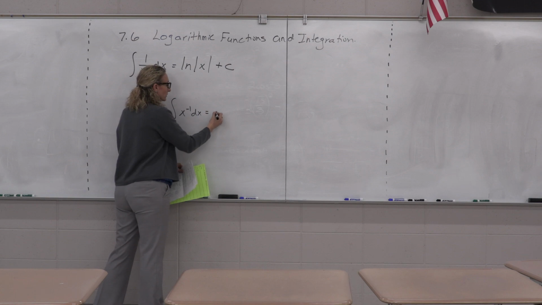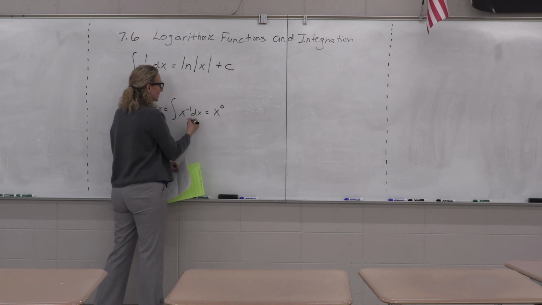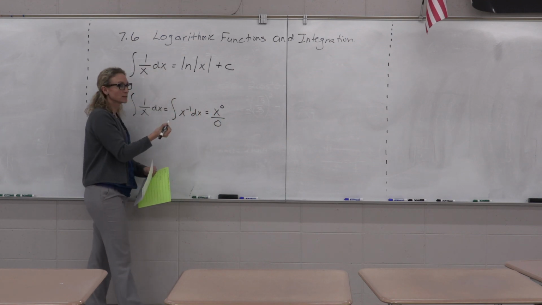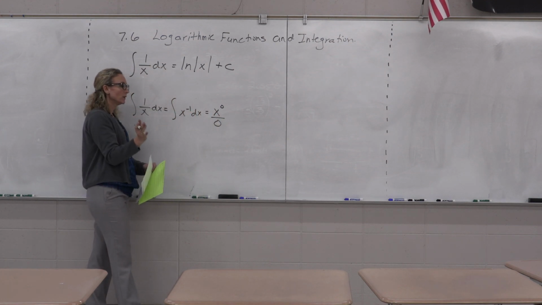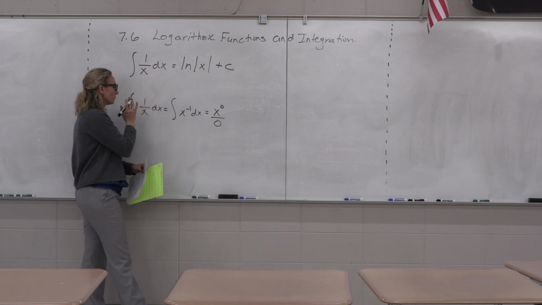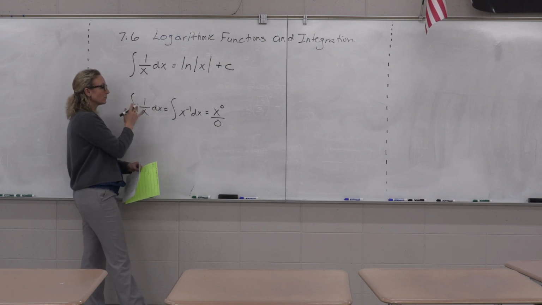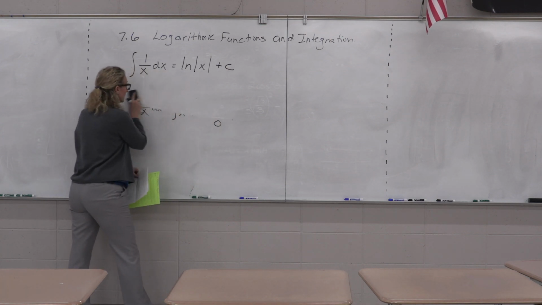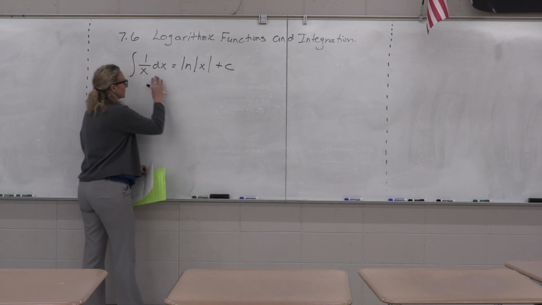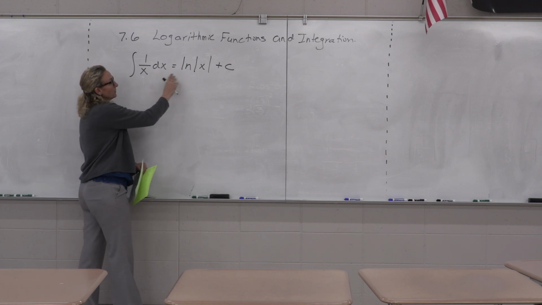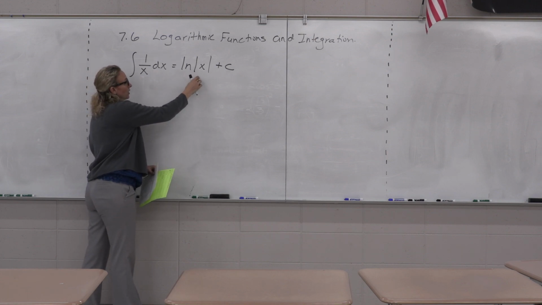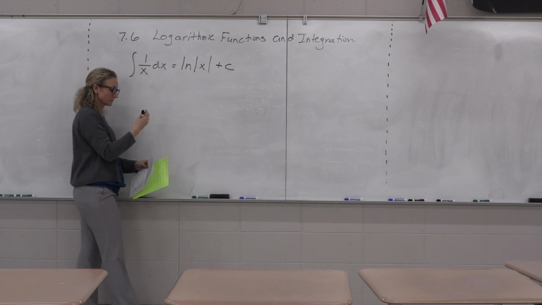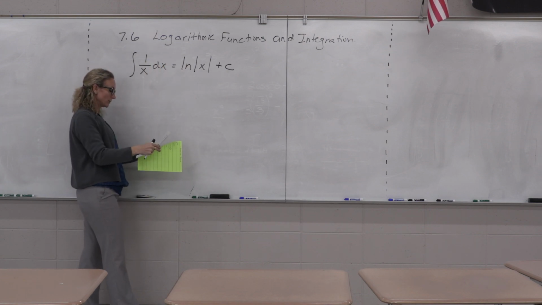So the power rule is you add 1 to the power, which is 0, divide by the new power, 0, it falls apart. We can't divide by 0. So power rule does not work for this because you end up dividing by 0. So what we had to do was come up with a new rule, which is this. Now that makes sense because the derivative of natural log of x is 1 over x. Yeah, there it is.